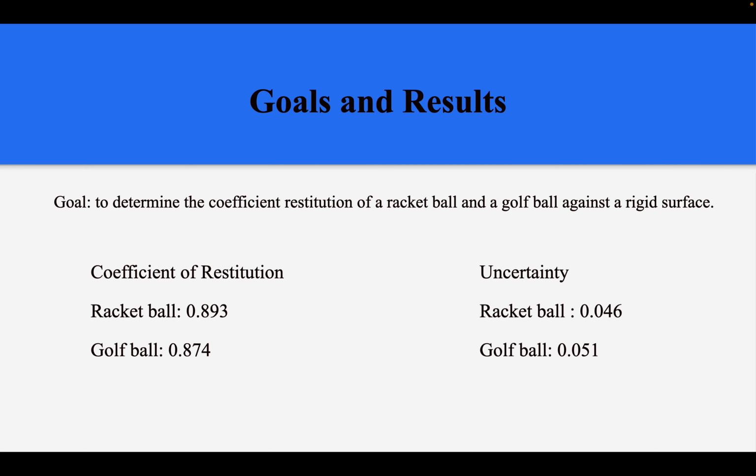As a result, the coefficient of restitution we obtained for the racquetball was 0.893 and for the golf ball was 0.874. The uncertainties we obtained were 0.046 for the racquetball and 0.051 for the golf ball.